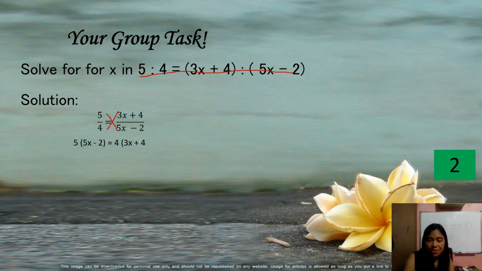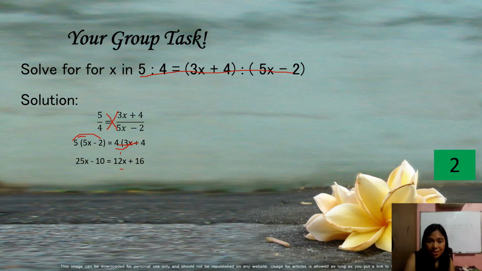Okay, cross multiply. Then 5 times 5 is 25. 5 times negative 2 is negative 10. Okay, and that is what you're going to do here also on the other side. So 4 times 3 is 12x, then 4 times 4 is 16.